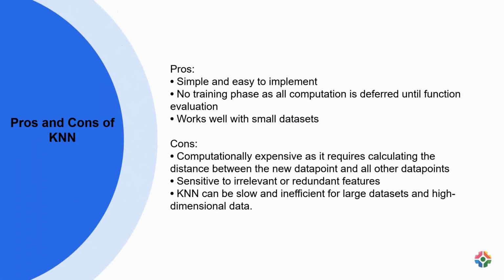K-nearest neighbors, KNN, is a simple machine learning algorithm that does not require a training phase, making it easy to implement. It is well suited for small datasets due to its simplicity and minimal pre-computation. However, KNN becomes computationally expensive when dealing with large datasets, as it necessitates calculating distances between the new data point and all existing data points. Moreover, this algorithm is sensitive to irrelevant or redundant features, which can compromise its accuracy. In scenarios with high-dimensional data, KNN tends to be slow and inefficient. Its limitations make it less practical for real-world applications that involve extensive data processing needs.